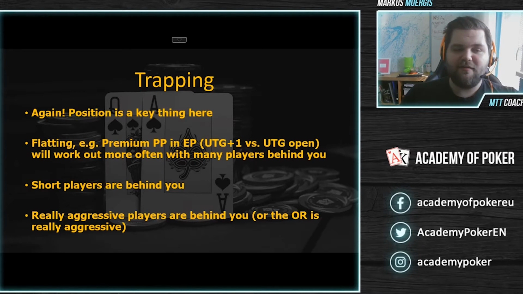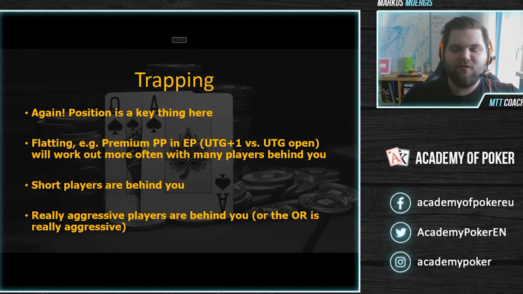When you flat, for example, with premium pocket pairs in early position, for example UTG+1 versus a UTG open, this of course will work more often because you have so many players behind you. And then it makes a lot of sense to trap, especially if you play bounty tournaments, which are so popular, as you all know.